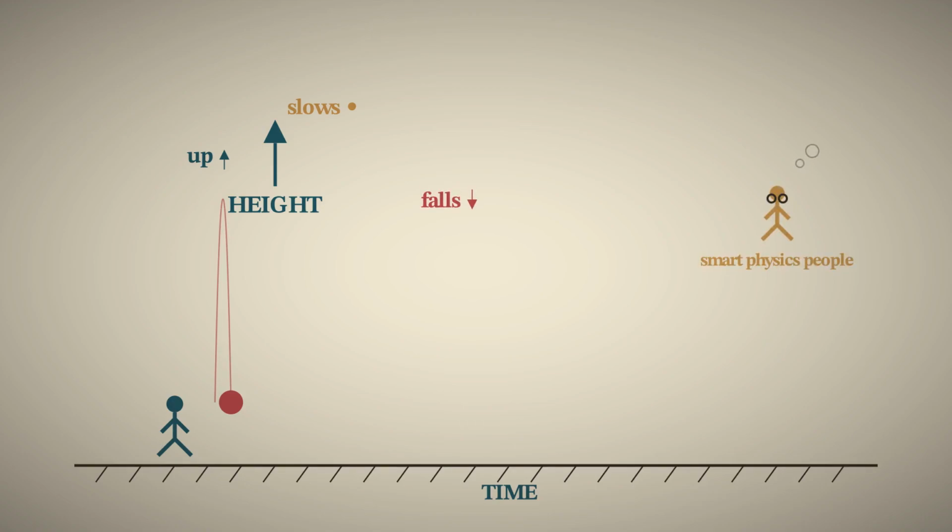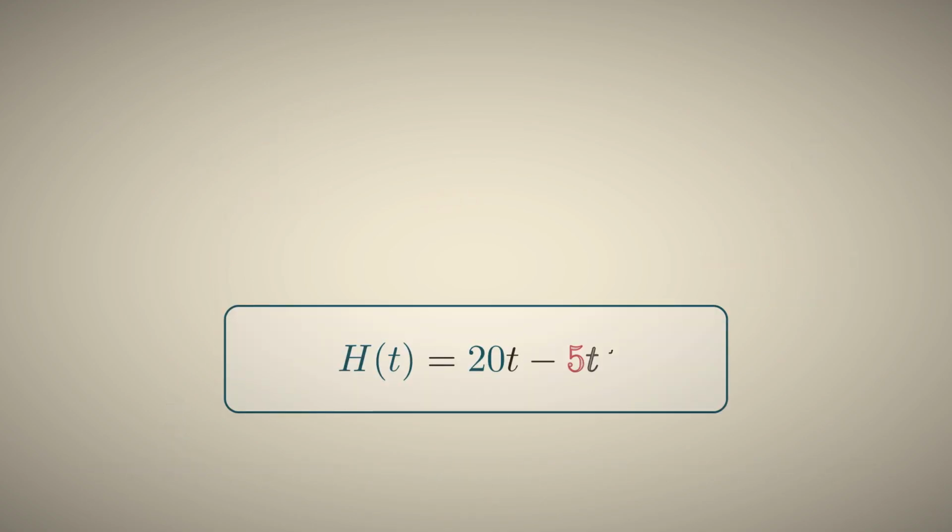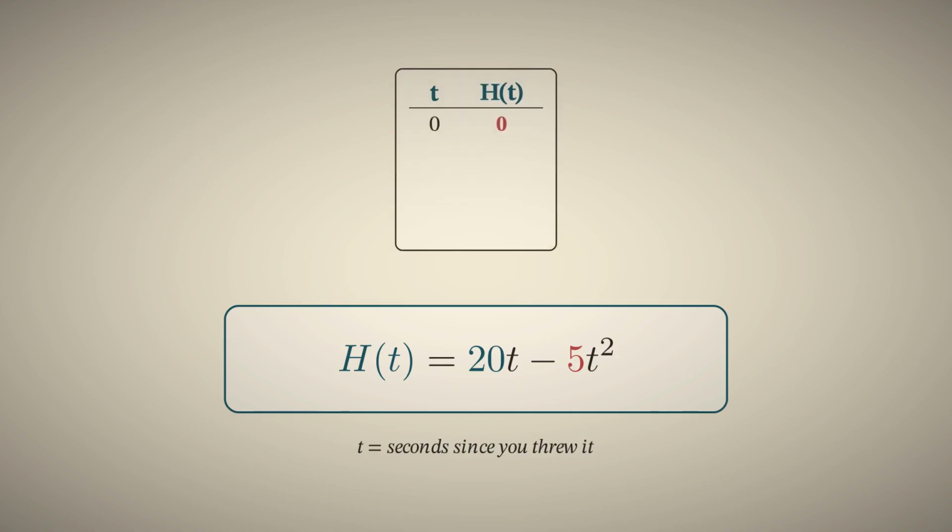Smart physics people figured out, if you throw a ball up at 20 meters per second, its height after a few seconds follows this rule. Height equals 20 times t minus 5 times t squared. The t just means how many seconds have passed. Plug in any time, you get the height at that time.